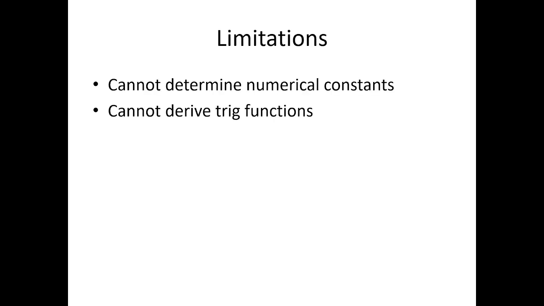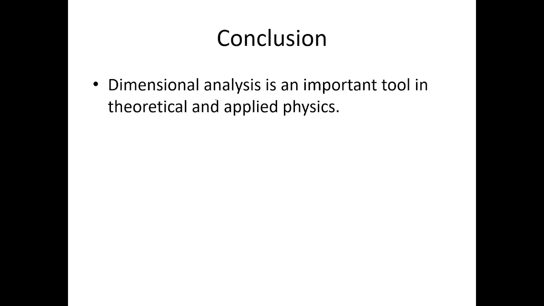Limitations: we cannot find numerical constants by dimension analysis. You saw in the time period case that this constant can be found by experiment, not by dimension analysis. Also, we cannot derive trigonometric functions. This is another drawback: trigonometric functions cannot be obtained by dimension analysis.